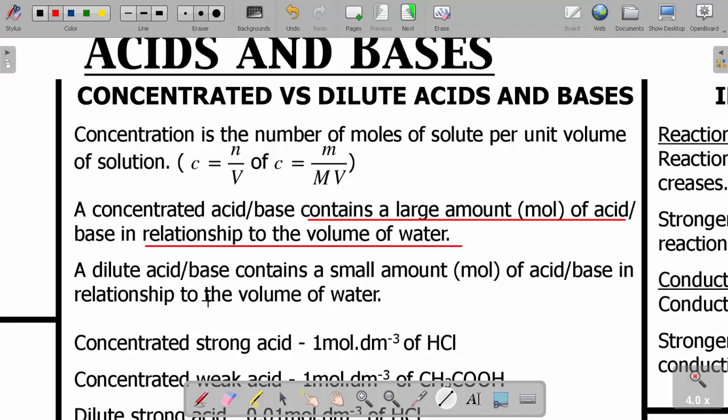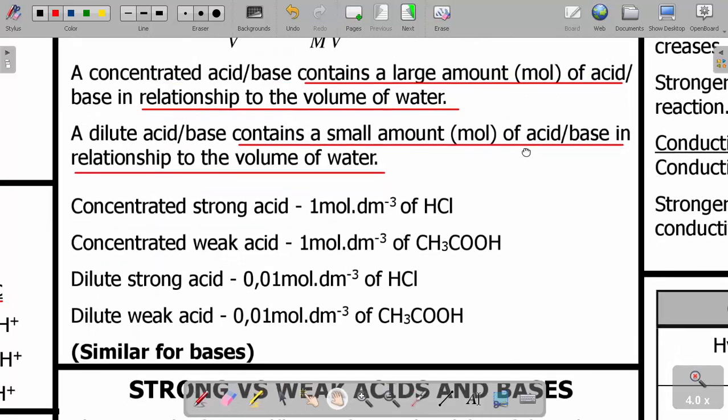What about one which is dilute? Now the one which is dilute contains a small amount of the moles of the acid or base in relation to the volume of the water. That's how I define a dilute acid or a dilute base.